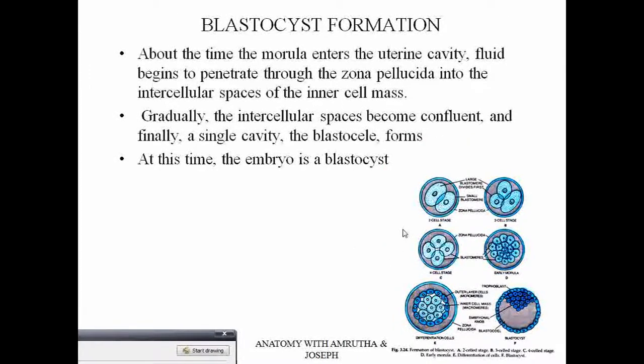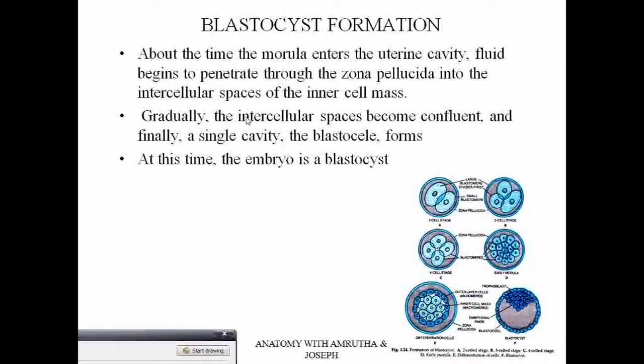Blastocyst formation. Now what is blastocyst? About the time the morula enters the uterine cavity, just imagine the sperm entering the fallopian tube where fertilization occurs. Slowly the zygote is moving from the fallopian tube into the uterus. As it goes, changes occur in the zygote. It becomes a 16-cell stage, called morula. When it forms the morula, it is almost near the uterine cavity.